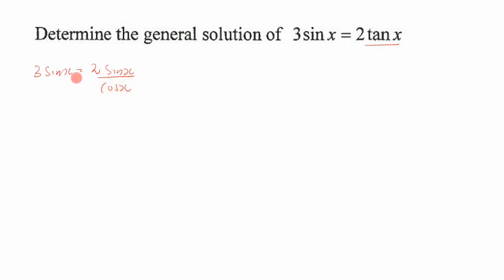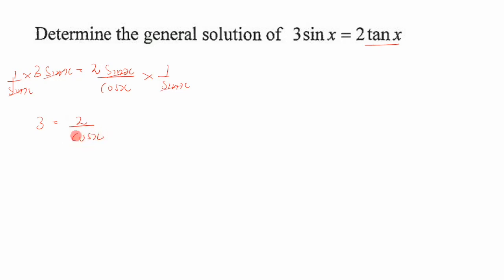Now at this point, let's get rid of the sin x. We can get rid of sin x by multiplying both sides by 1 over sin x. Then the sin x will cancel off with the sin x, and we are only left with 3. The sin x here cancels off with that sin x, and we are left with 2 over cos x, right?